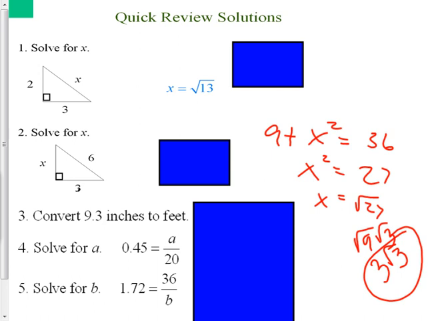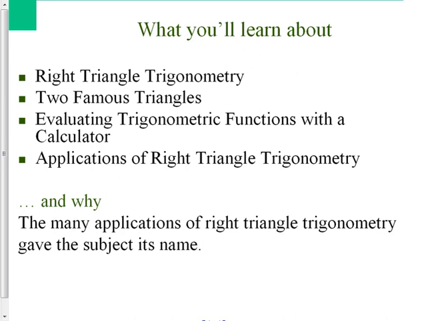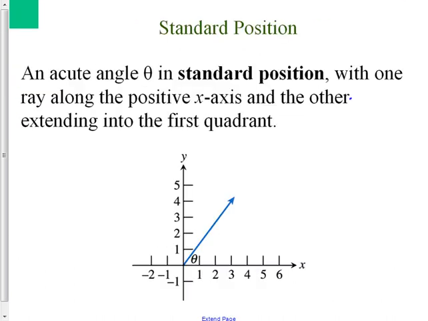All right, so back to, let's move on. Here is just a quick reminder of stuff that you need to know. We're going to be doing a lot with right triangles. We're going to be doing trig functions with a calculator. We've done some of this before. Some terminology you need to know. This angle right here is formed from this, which is called the initial side.